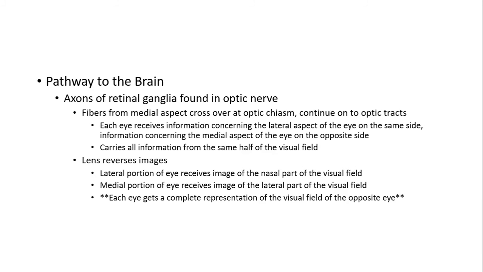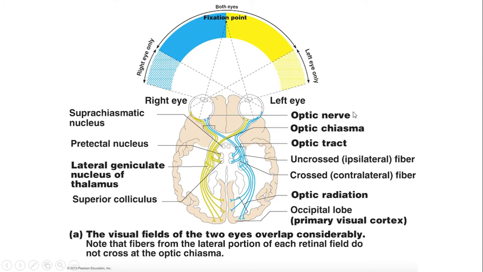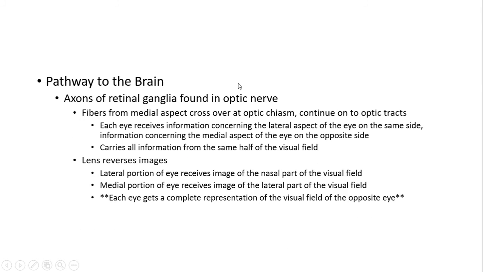Okay. So the thing is, the lens reverses images. So the lateral portion of the eye receives image of the nasal part of the visual field. So let's look at what that looks like. Here we have our lens right there. We have our other lens here. So, I just want to read that one more time: the lateral portion of the eye receives image of the nasal part of the visual field.